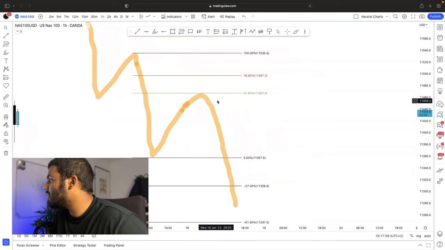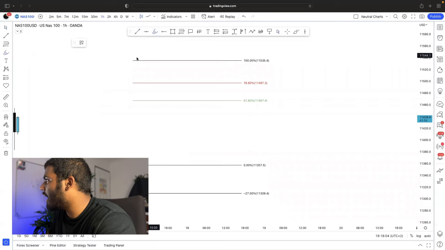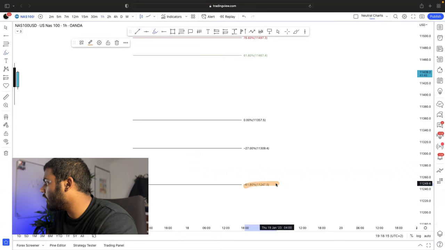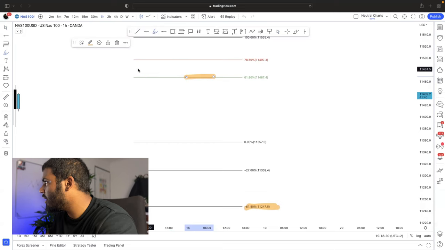Understand that this is how we use stop losses: the 100% on top right here is going to be your stop loss. Your take profit will be all the way down right here. Your entry will be when it reaches the 61%, and the first take profit is this one here, the second take profit, and the third take profit.